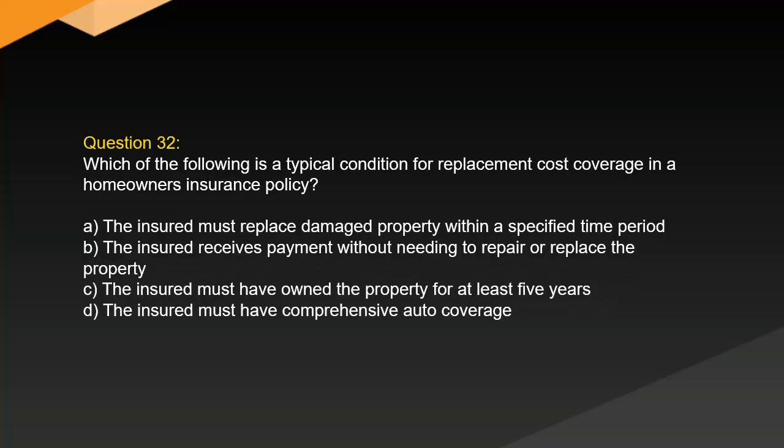Question 32. Which of the following is a typical condition for replacement cost coverage in a homeowner's insurance policy? A. The insured must replace damaged property within a specified time period. B. The insured receives payment without needing to repair or replace the property. C. The insured must own the property for at least 5 years. D. The insured must have comprehensive auto coverage.